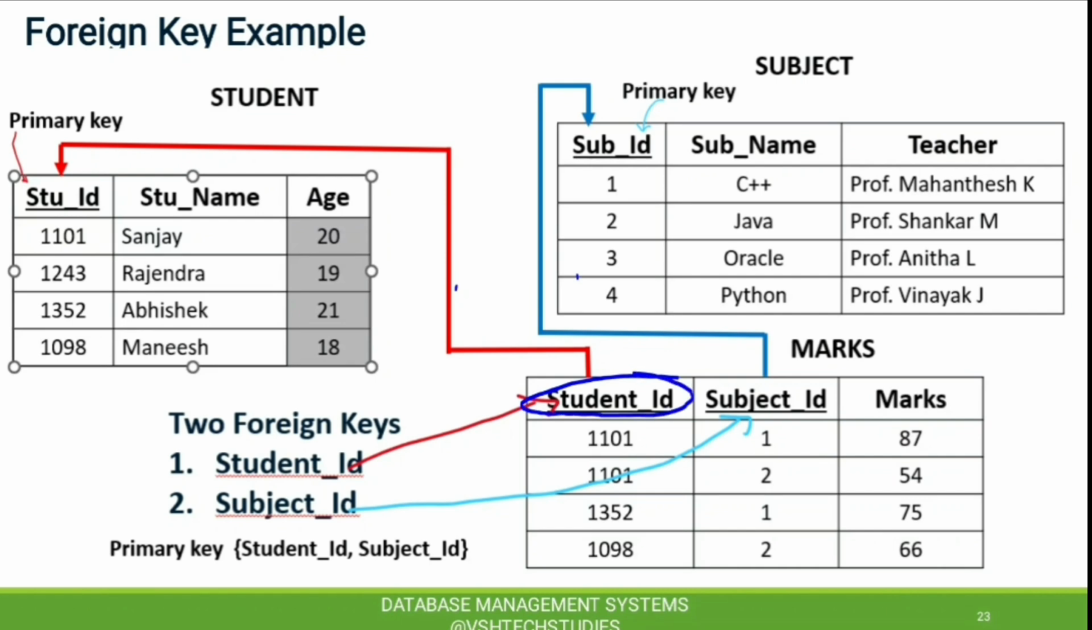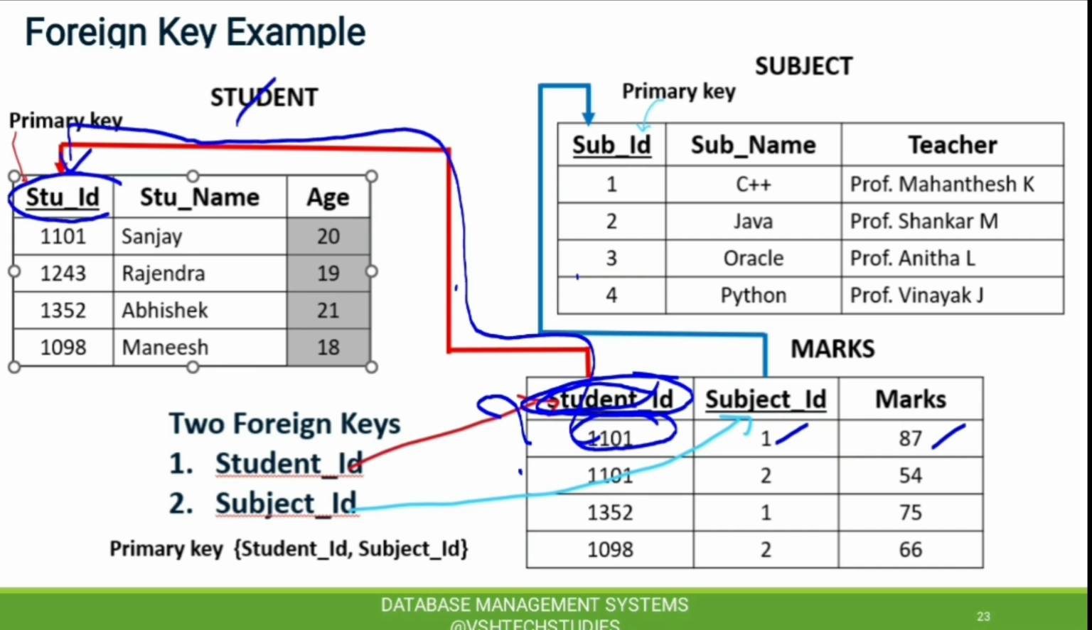Consider student ID foreign key value 1101 who has scored 87 marks in subject with ID 1. What are the details of the student? For that, take foreign key value 1101 to the linked table, the student table, and match with the primary key over there. It is found in this tuple. There the student name attribute has value Sanjay, and the age attribute has value 20. Hence, the student with ID 1101, his name is Sanjay and age is 20.